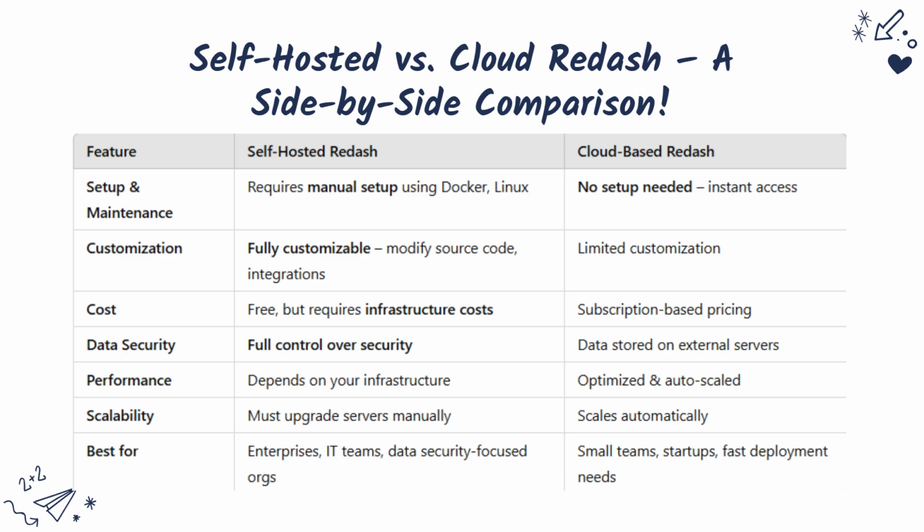Alright, let's compare self-hosted versus cloud-based Redash side by side. Let's see the feature maintenance and setup. Self-hosted requires manual setup using Docker and Linux. Cloud-based Redash, no setup needed. Instant access. Feature customization. For self-hosted, fully customizable, modify source code and integration. For cloud-based, it is limited customization.